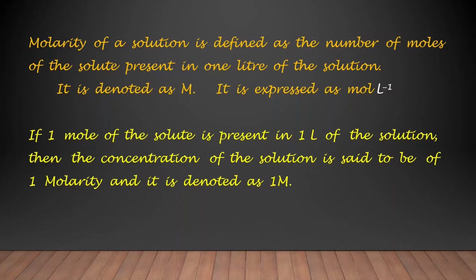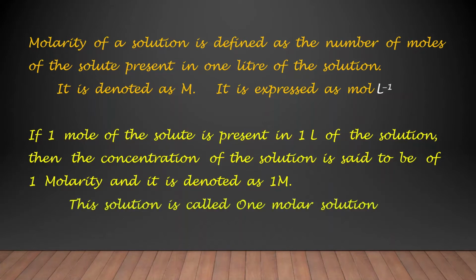If 1 mole of solute is present in 1 liter of solution, then the concentration of the solution is said to be 1 molarity, and it is denoted as 1 M. This solution is called a 1 molar solution. So a 1 molar solution is the solution of molarity 1. That means 1 mole of the solute is present in 1 liter of the solution.